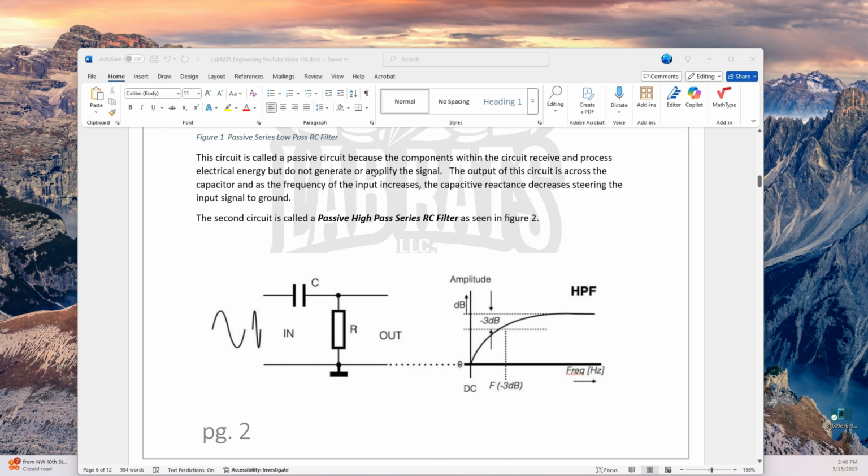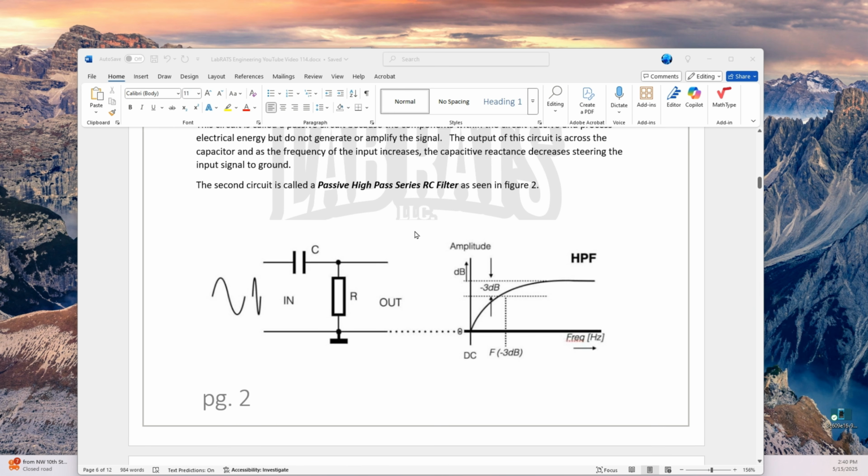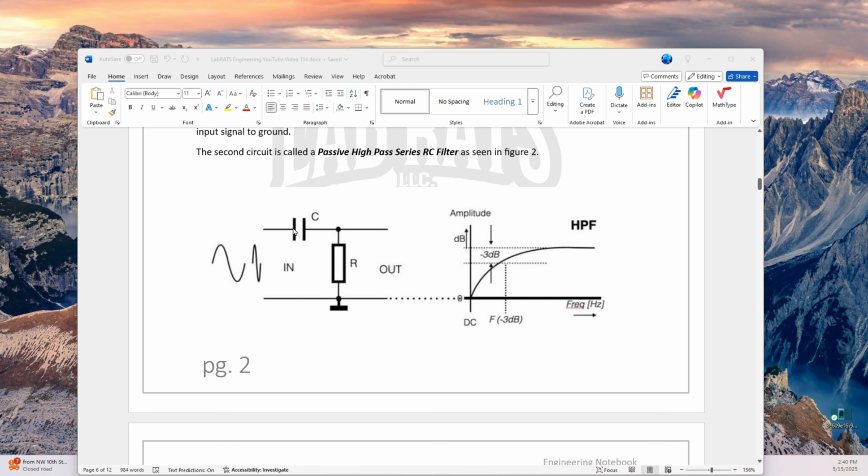The circuit is called a passive circuit because the components within the circuit receive and process electrical energy but do not generate or amplify the signal. The output of this circuit is across the capacitor, and as the frequency of the input increases, the capacitive reactance decreases, steering the input signal to ground. The second circuit is called a passive high-pass series RC filter, as seen in Figure 2. Here, the capacitor and the resistance are changed, and the analog input hits the capacitor first, and the load or the voltage is dropped across the resistor.